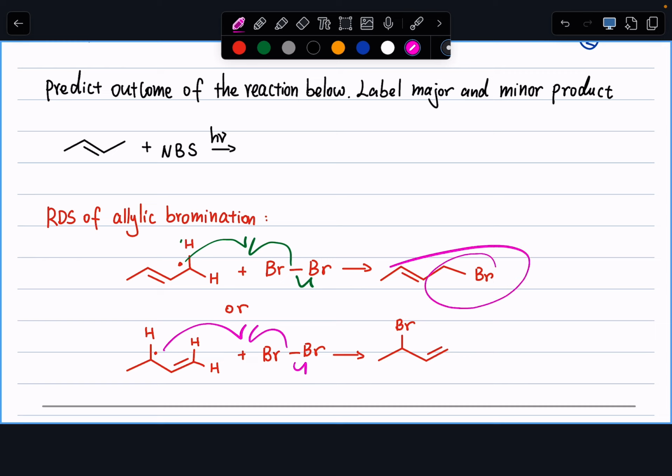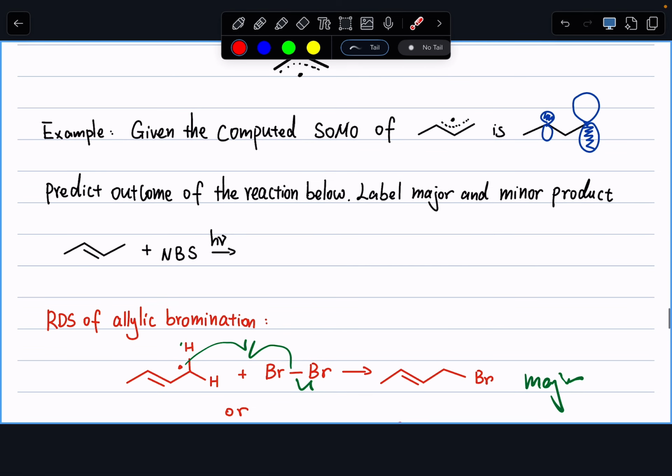The top one will be faster, and the bottom one will be minor. Now, for this kind of question, I do not expect you to know what the MOs look like. More likely, I'll give you the information in the question like what I did.